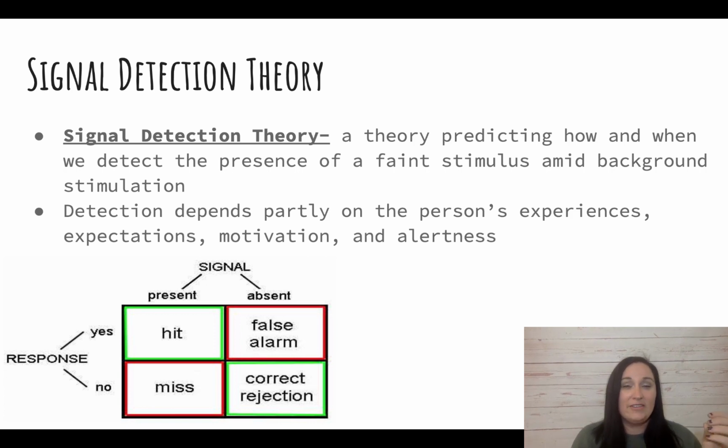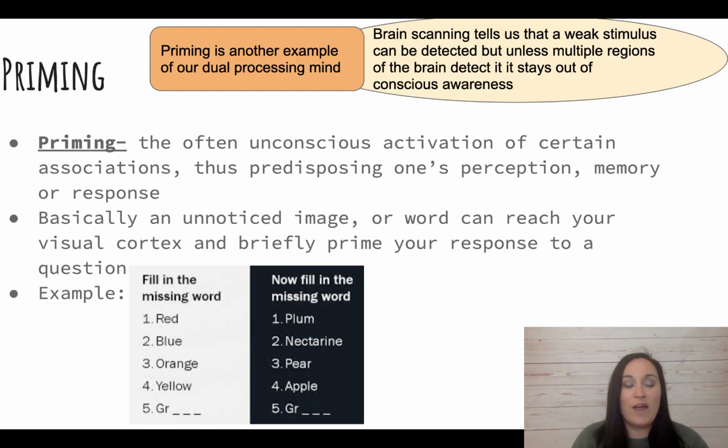So that idea that our expectations, our personal experiences, our personal motivations, they affect what we are able to detect for signals. That is signal detection. Priming our brain. So this is an often unconscious, but not always, activation of certain associations, and it predisposes us to a certain response or a certain thought.